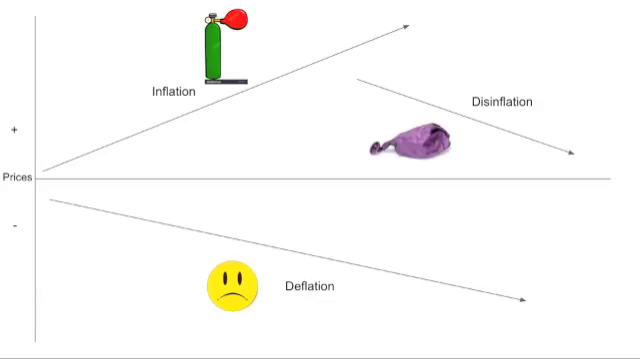As you can see by this graph, inflation is represented by the increasing rate of prices. Not only does it lie on the positive axis, but the rate at which prices are increasing is increasing itself. Disinflation is still an increase in price, as it lies on the positive quadrant. However, the rate at which prices are increasing is lowering or slowing down.